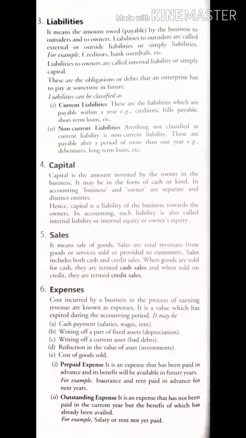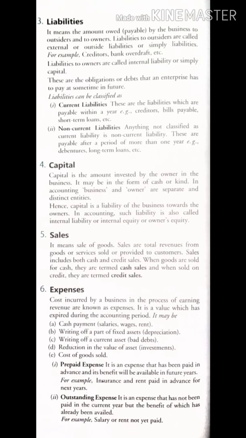Now non-current liabilities: anything not classified as current liabilities is non-current liabilities. These are payable after a period of more than one year, that is for a long time. What are the examples? Debentures, long-term loans. Long-term loans you can understand. Debentures is a type of security sold by the company. It is a type of loan taken from the common public by a company. After taking that amount, they issue them a legal document. So that type of credit, or you can say loan, is known as debentures. So that is non-current liabilities.